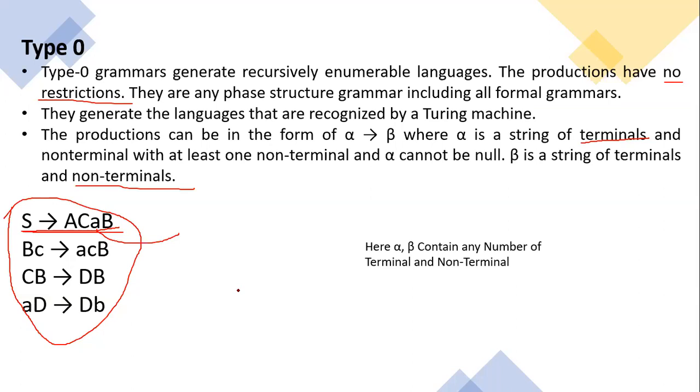Type 0 grammar means there is no restriction on that particular production. It is in the form of alpha tends to beta. There is no restriction on terminals and non-terminals. We can have terminals on the left side and right side, and non-terminals on the left side and right side. This is called type 0 grammar. Is it clear?